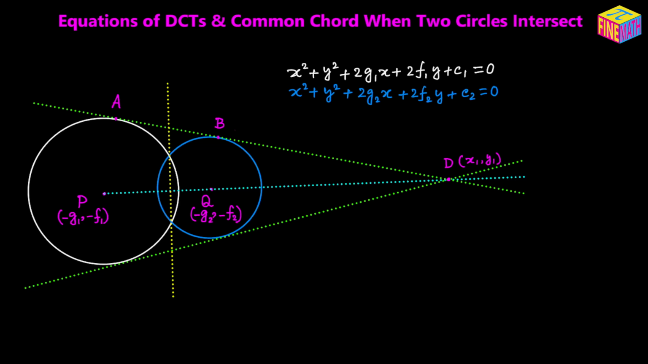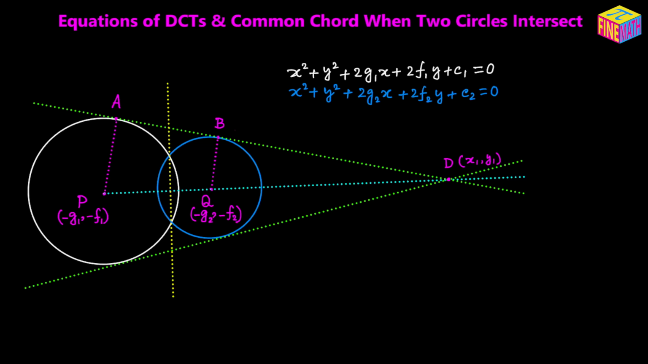Let's assume that P is the center of the first circle where the coordinates are negative g sub 1, negative f sub 1 according to the given equation. And let's assume that the center of the second circle is the point Q whose coordinates are negative g sub 2, negative f sub 2. Let's assume that A and B are the 2 points of contact for the first direct common tangent which is on the upper side. Next, I am going to join P with A and Q with B.